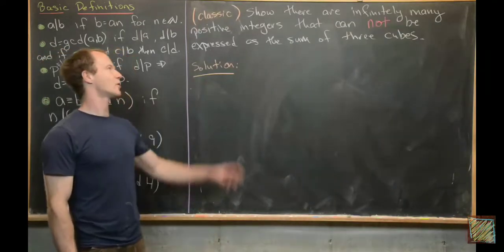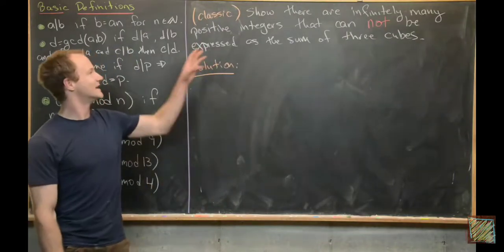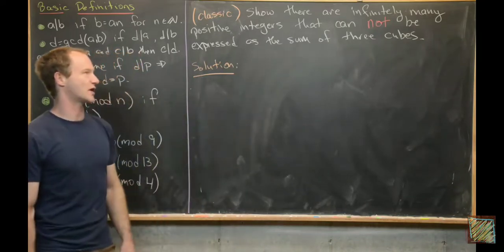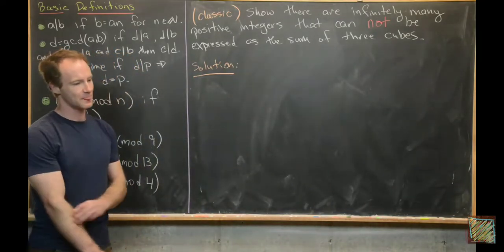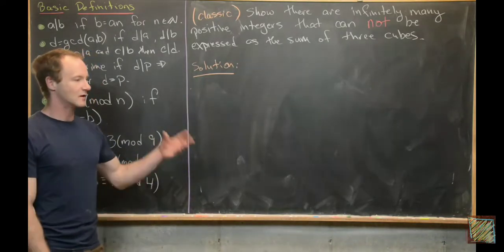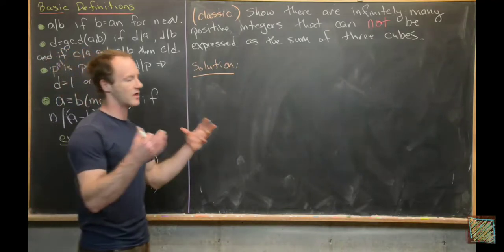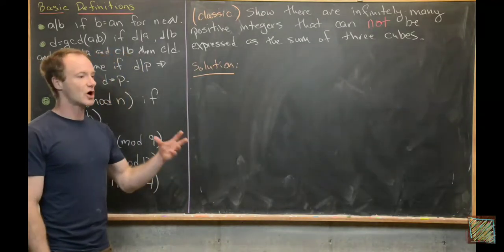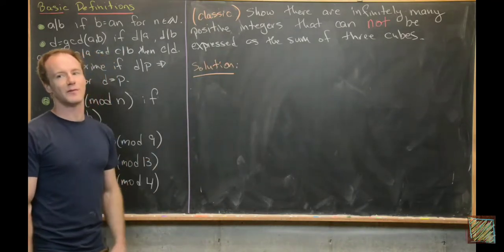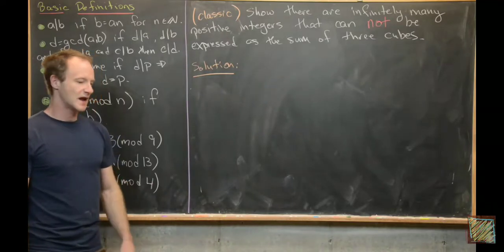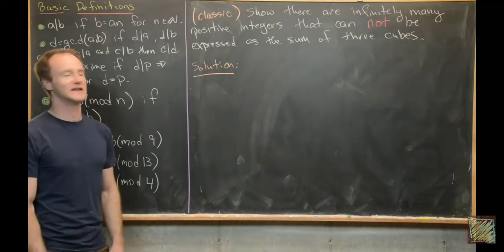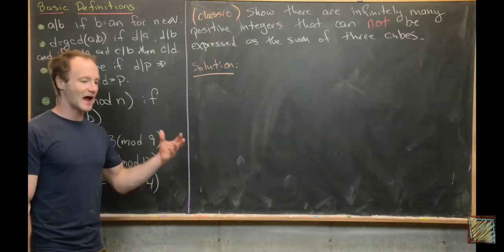So for our last example, we're going to look at a classic problem. And that is to show that there are infinitely many positive integers that cannot be expressed as the sum of 3 cubes. So the easiest way to do this is to work modulo something and look at all of the cubes modulo that number and show that there are some residues modulo that number that are unachievable by adding any 3 of the cubes. And really, how do you figure out what that number is? Well, you just kind of have to play with it until you find one. So I'll just jump right to it.